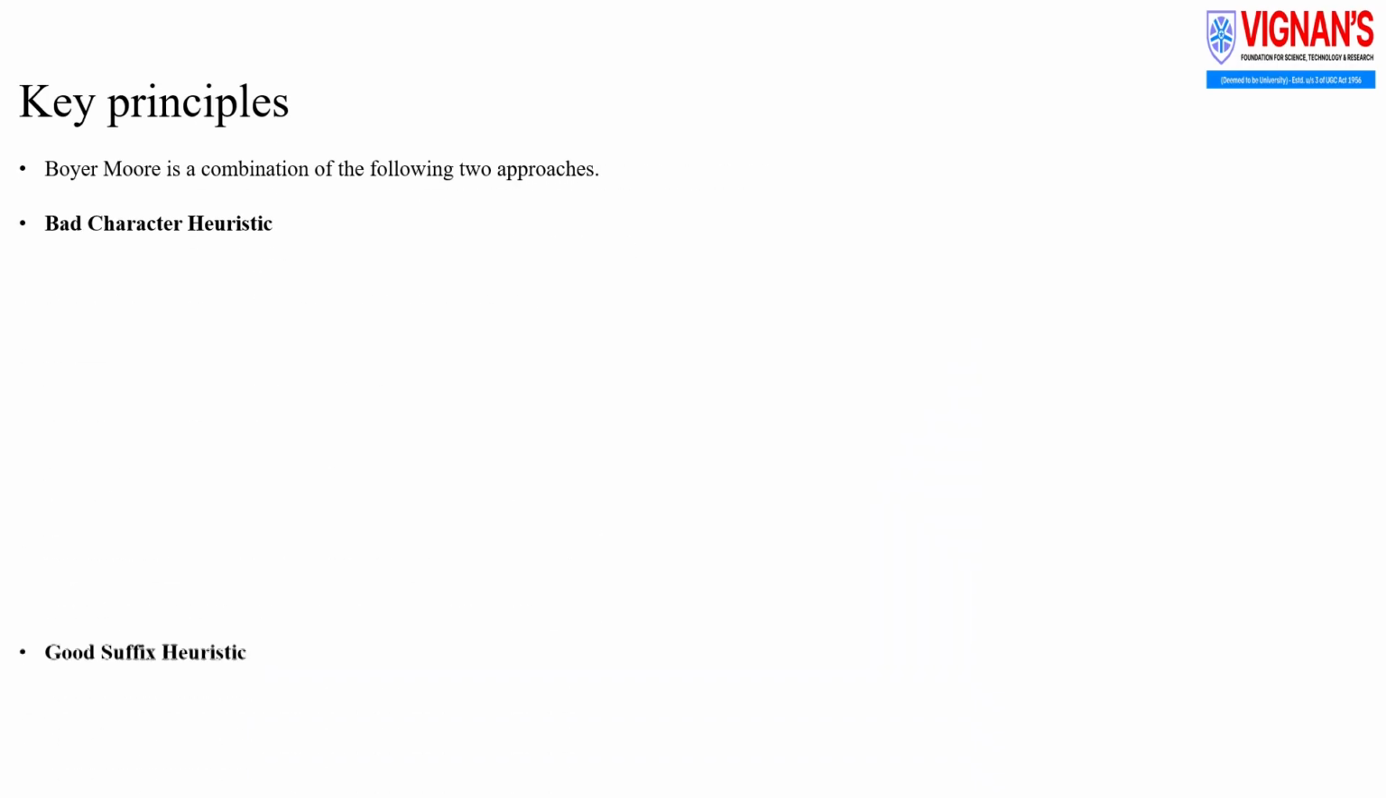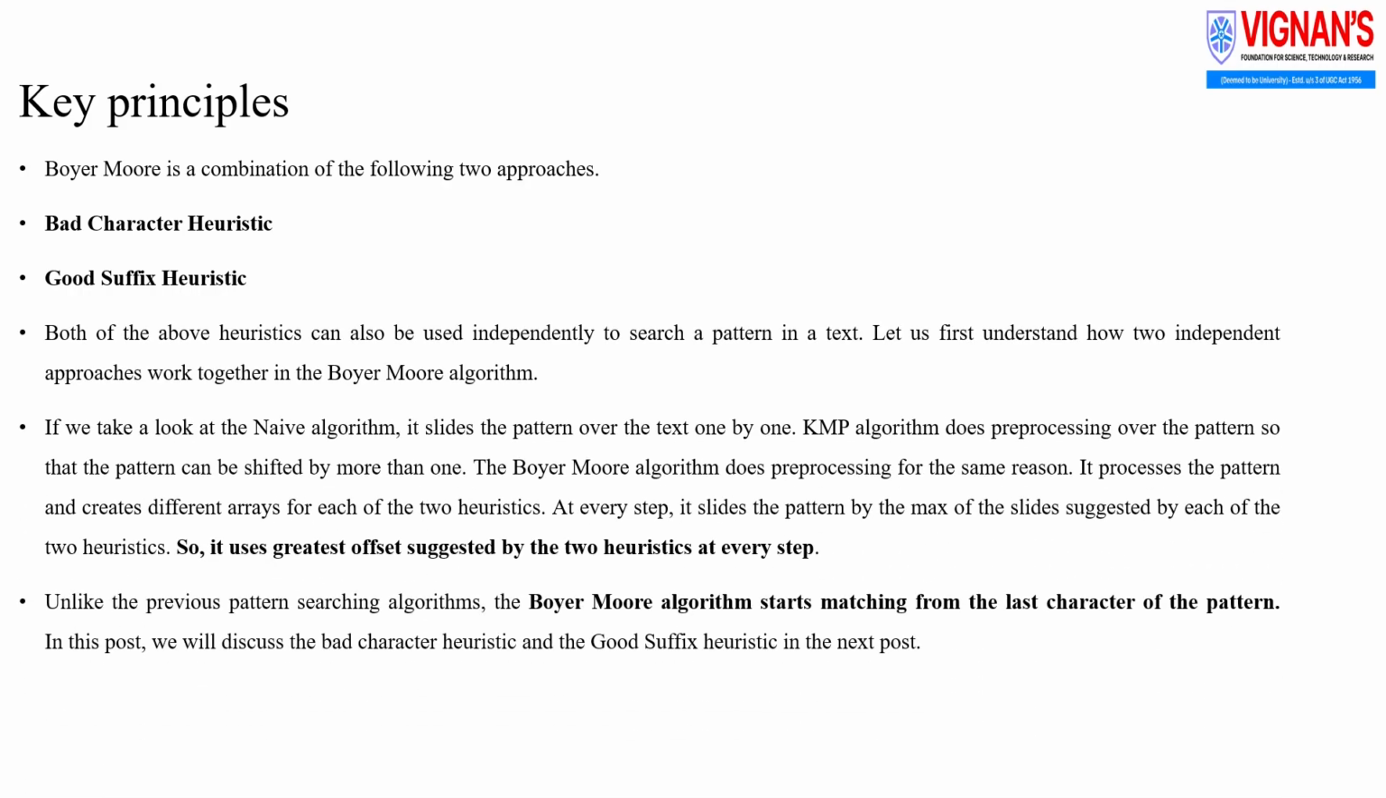Key principles. Boyer-Moore is a combination of the following two approaches: bad character heuristic and good suffix heuristic. Both of these heuristics can also be used independently to search a pattern in a text. Let us first understand how these two independent approaches work together in the Boyer-Moore algorithm.